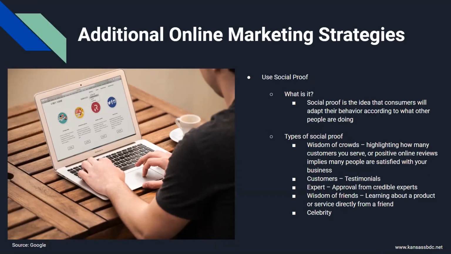There's also customer testimonials. There's expert social proof, which is just approval from credible experts. So let's say that there is a really popular blogger that covers products for babies, and that person ends up doing a blog post or a review of your product for children, and they give a really good review. That's an example of an expert social proof example. There's also wisdom of friends. So learning about a product or service directly from a friend.